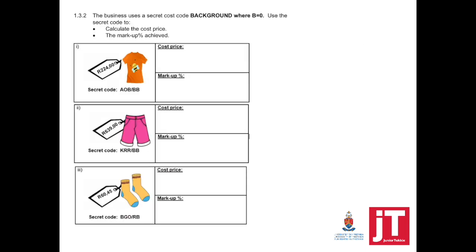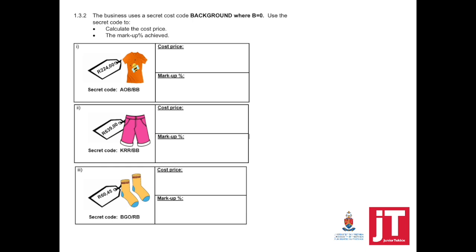The next that we need to calculate, 1.3.2: the business uses the secret cost code BACKGROUND, where B starts with 0. Use the secret code to calculate the cost and the markup percentage achieved. So this is another way in which we can calculate the cost, by using the secret code. And it's so important for you to read the instructions, because the first letter can start with 1, or the first letter, like instructed here, starts with 0. And if you get that wrong, you're going to completely calculate the cost incorrectly.